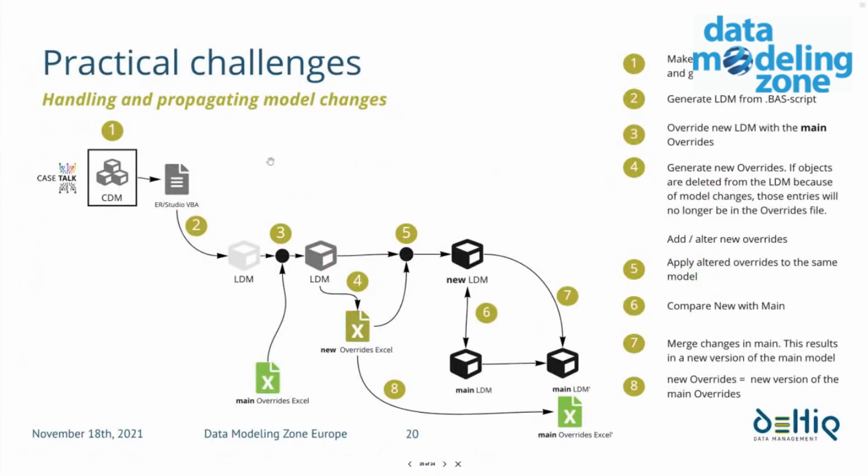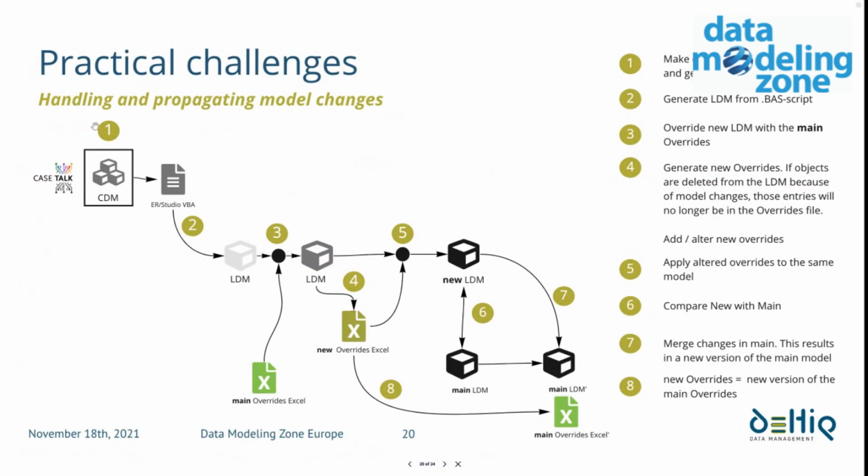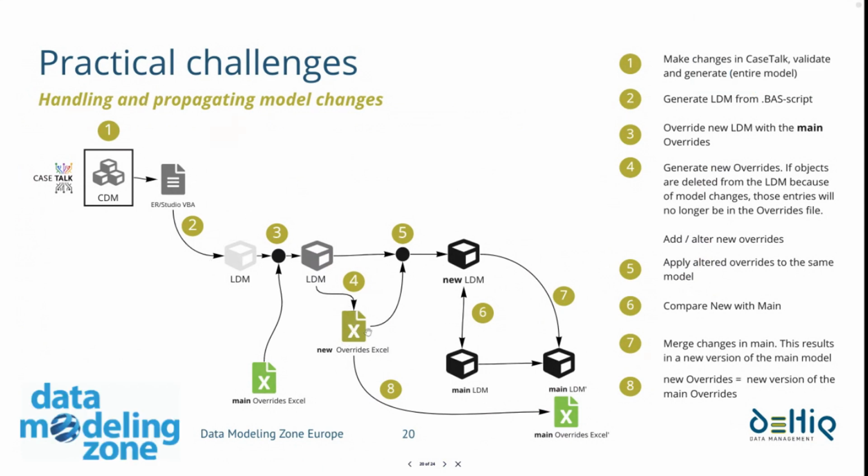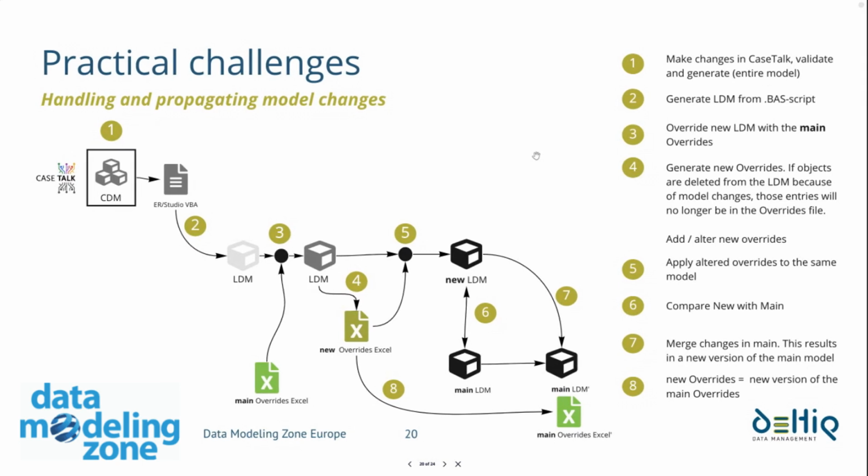Last one, how do we handle and propagate model changes in the pipeline? Obviously we need to do some change management, some version management on the override file as well, which is elaborated in this slide, depicted here on the right hand side, which you can read.